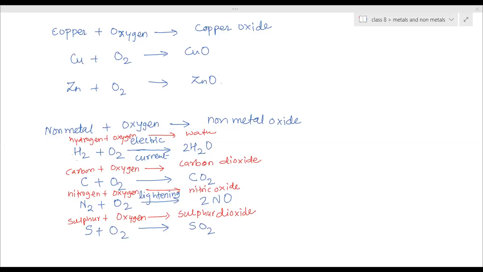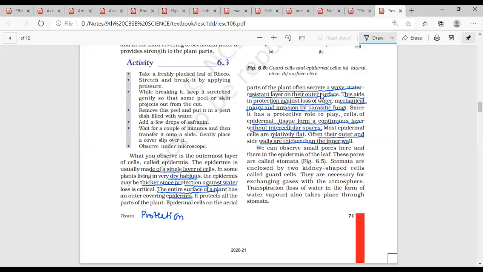Are you able to understand? Yes, ma'am. Ma'am, are you sharing your screen? Is any textbook or something open? Ma'am, we can't see. Now we can see.